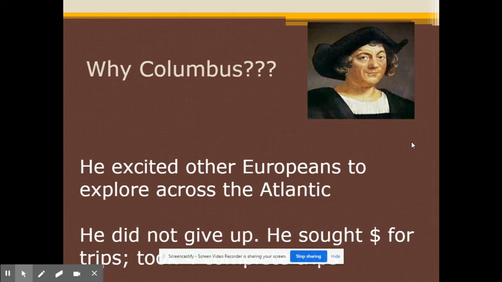The second thing we probably want to give Christopher Columbus credit for is that we see that he persevered. He did not give up.